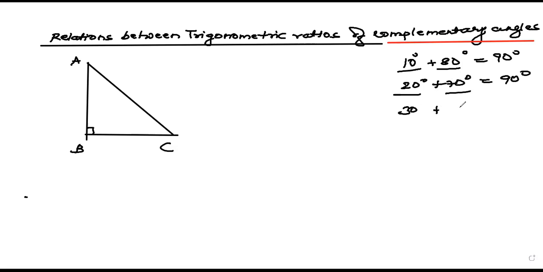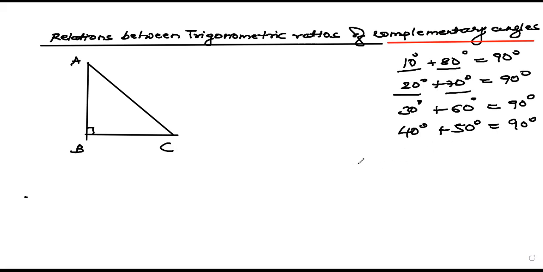30 degrees and 60 degrees, when I add, I get 90 degrees. That means 30 degrees and 60 degrees are complements of each other. 30 is a complement of 60, 60 is a complement of 30. They are complementary angles. Like 40 degrees and 50 degrees, when I add them, I get 90 degrees. So they are complementary angles. 40 is a complement of 50, 50 is a complement of 40.